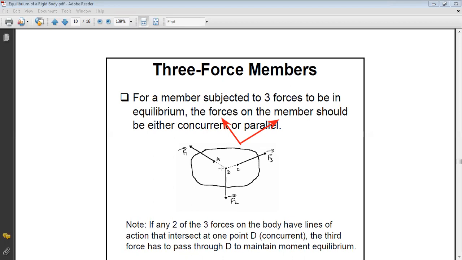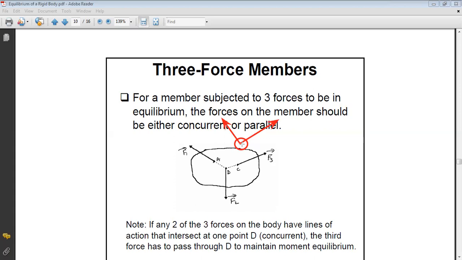Okay, so if you take this example here, if you take this point, for this point, these two forces are passing by this point. Okay, so they are producing no moment about this point. However, the third force is not passing by the point, so it will produce a moment about it. So I don't have the condition of sum of moment equals zero.